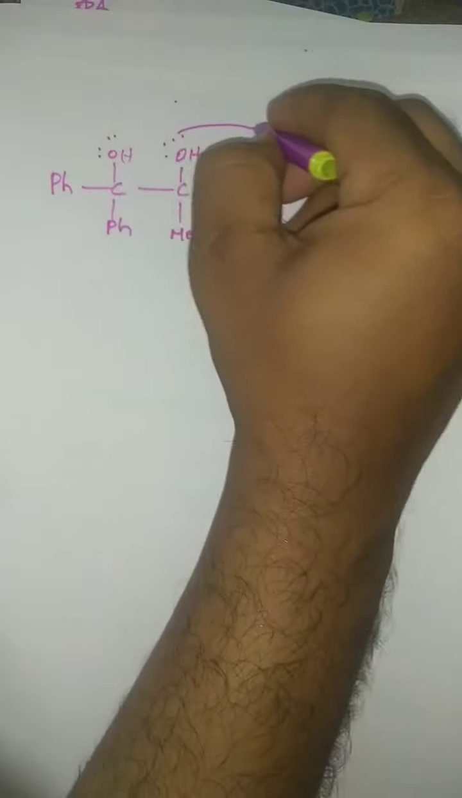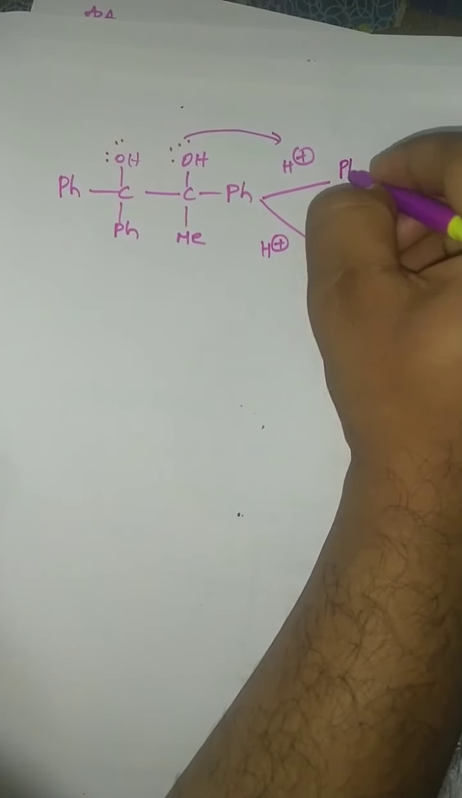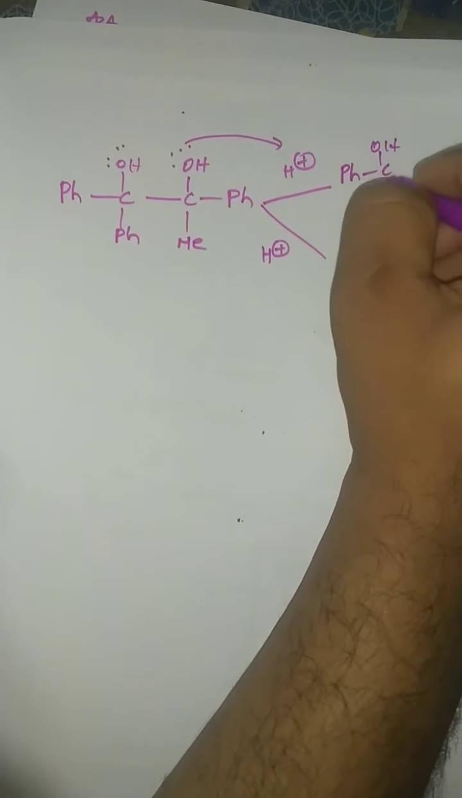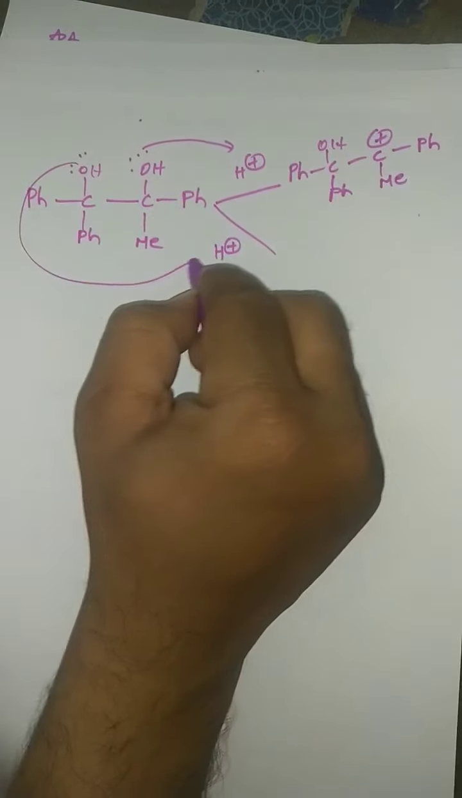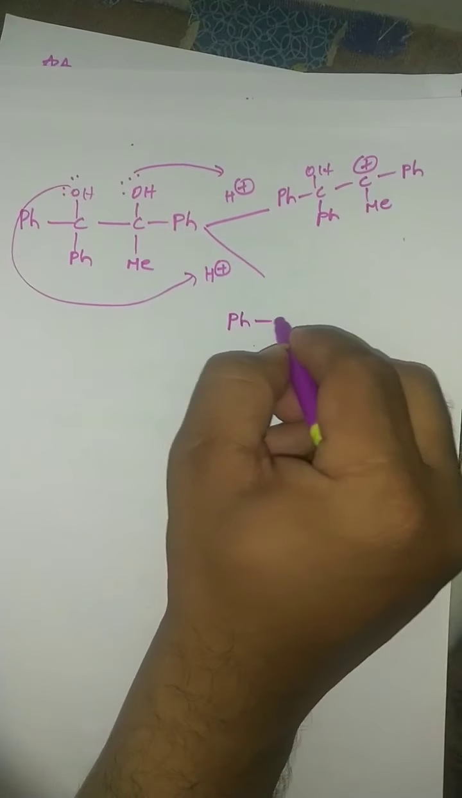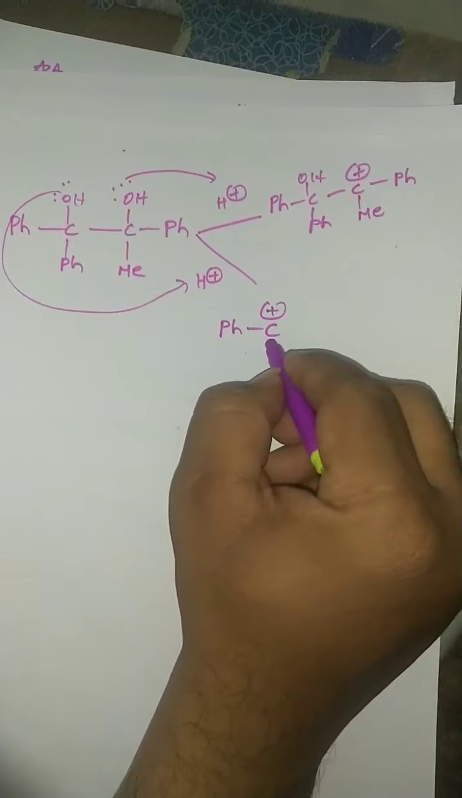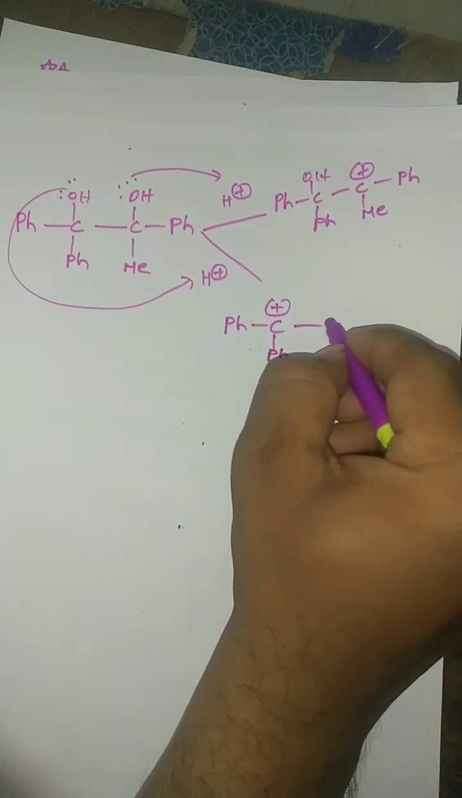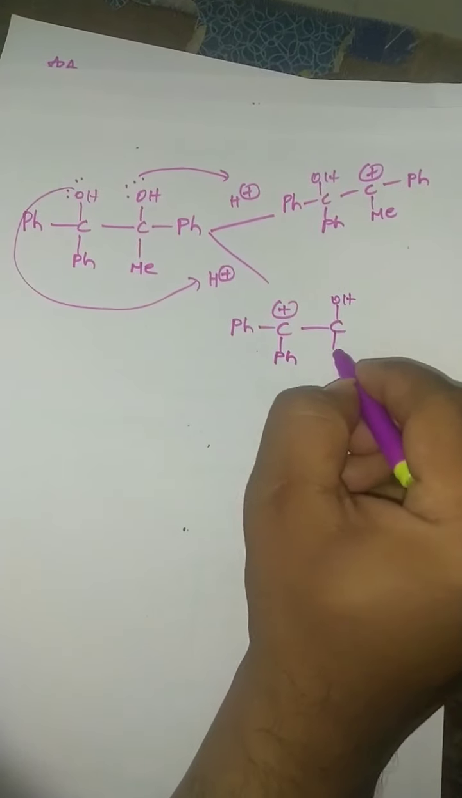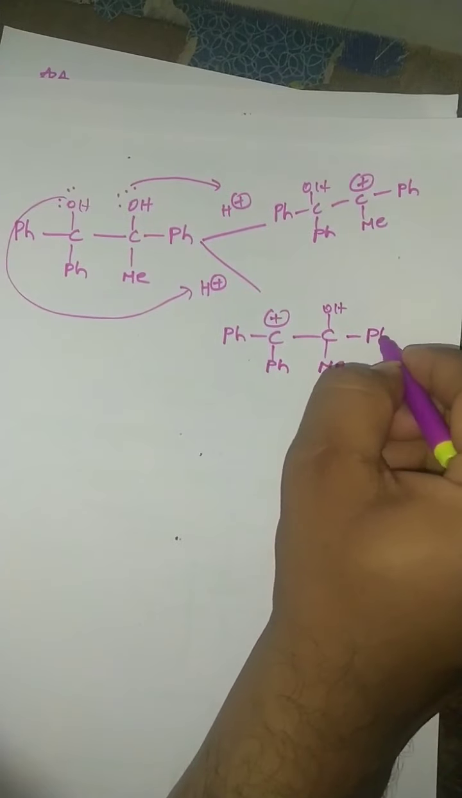Suppose this OH undergoes protonation, Ph, OH, Ph. Direct step I am writing, a water molecule is eliminated. So this is one possibility. Other possibility, suppose this one undergoes protonation, Ph, C, here positive charge. So two possibilities students here, two possibilities of getting carbocations.